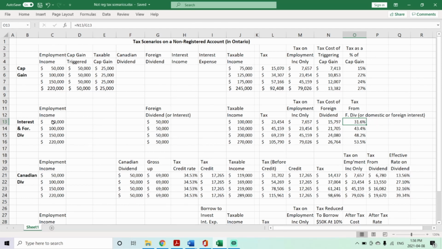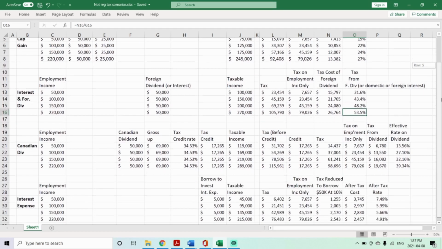If my boss said, hey, you don't earn 50 anymore, you earn 100, that is what my tax bill would be. It's easier to see this here. $220,000, plus $50,000 of interest, my taxable income is $270,000. My tax bill is $106,000. And the tax from the foreign dividend or interest is 53.5%, the same as the marginal tax rate. There is no tax difference or break on interest or dividends from foreign corporations in a non-registered account.